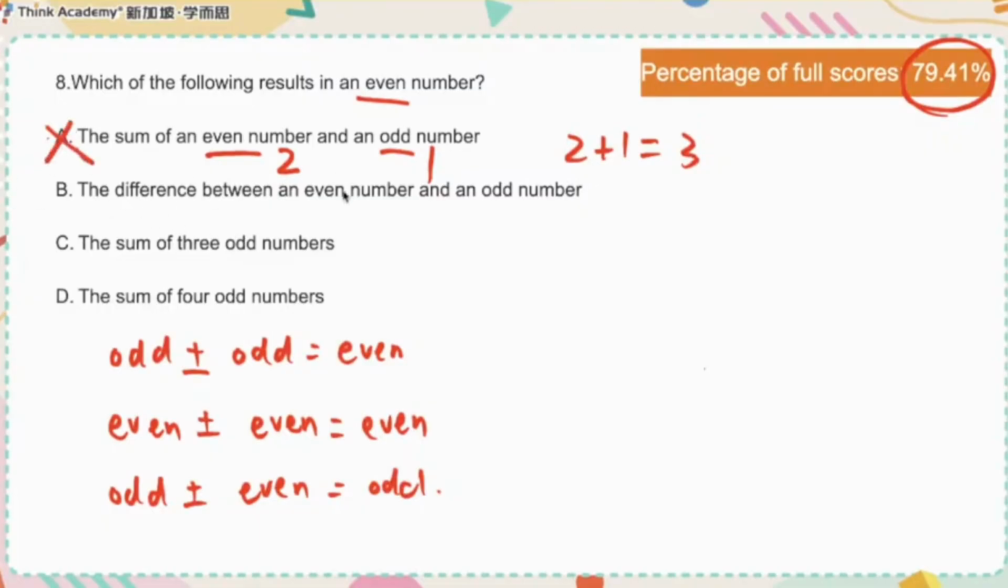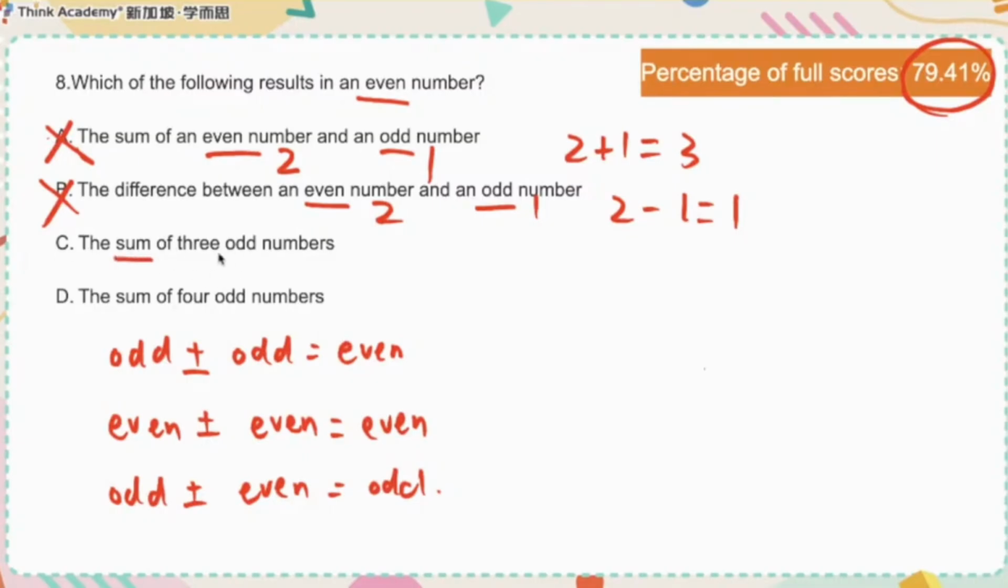Then I see the difference between an even number and an odd number. How about 2 and 1? The difference means we need to do the minus. So 2 minus 1 equals 1. Cross it out. And then option C, let's take a look.